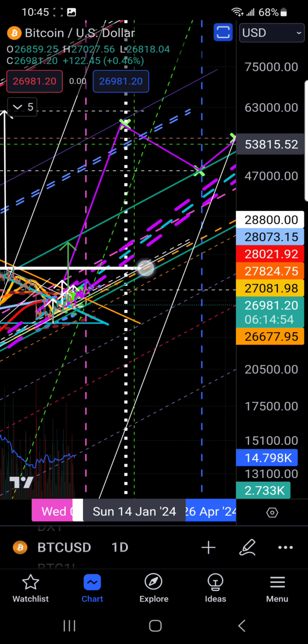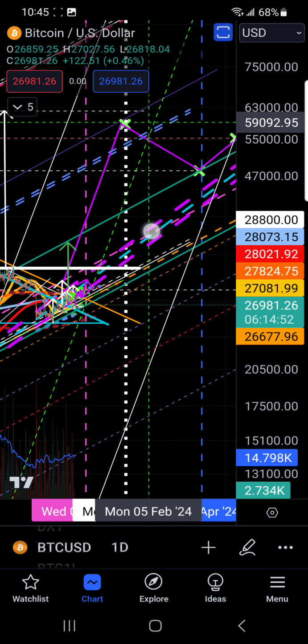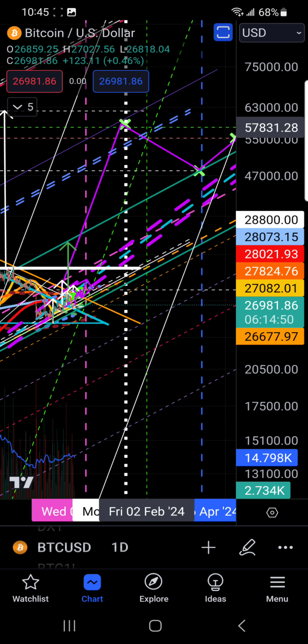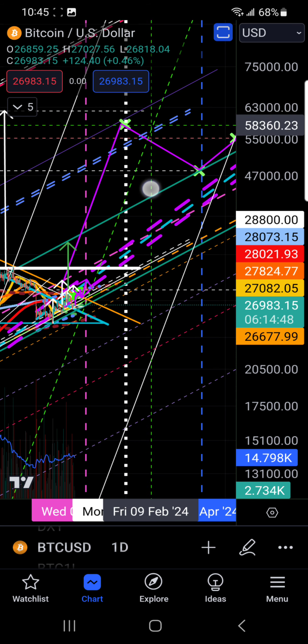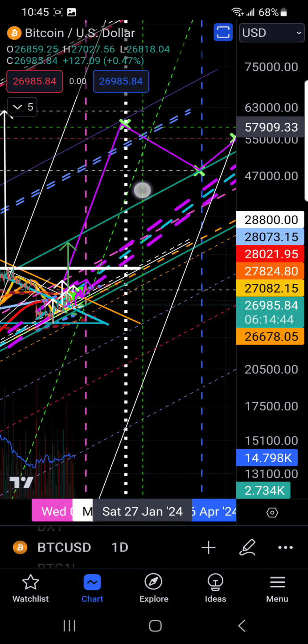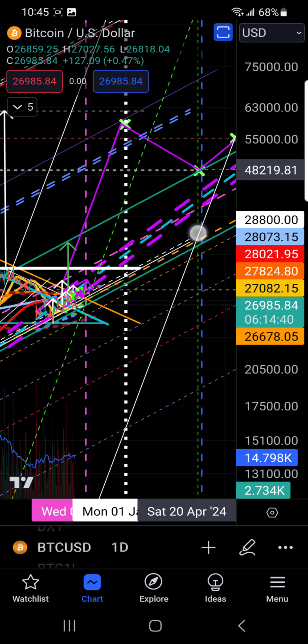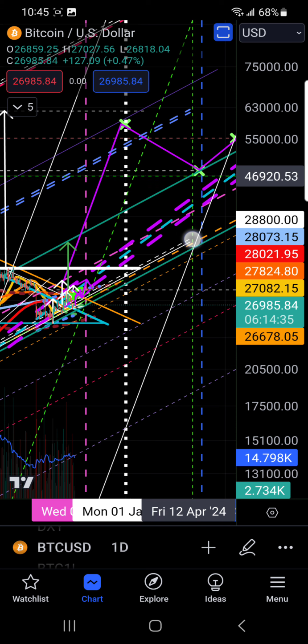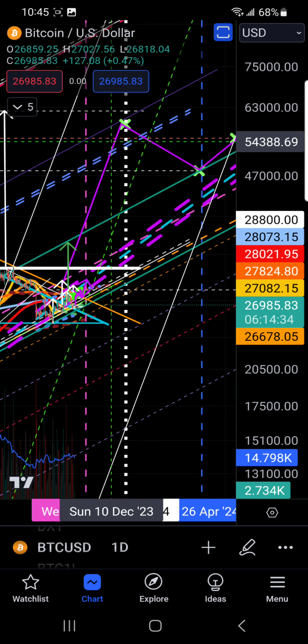So if we see this 58 to 62,000 maybe sometime later in January, that's fine too. And then a pullback to 48 for the halving event. Something like that.